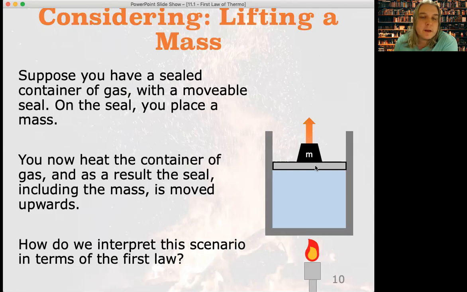So what we're talking about, you should hopefully have already not even really had to think about and knew from the ideal gas law discussions exactly what would happen. So the increase in temperature will result in a linear increase in volume. So the mass goes up. That means we're doing work on it because we're doing work against gravity.